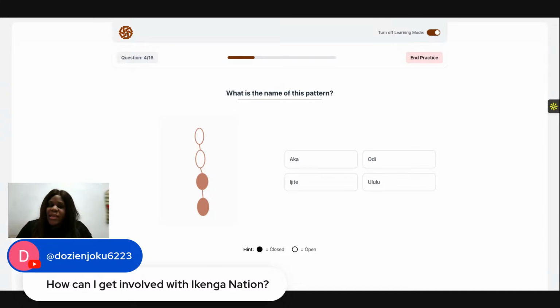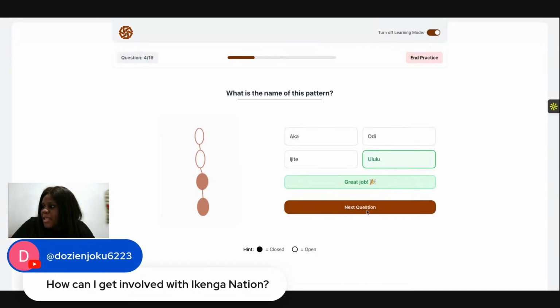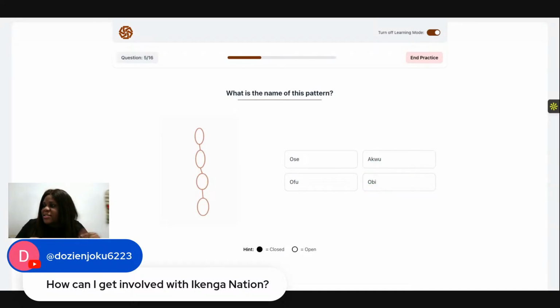What was Ululu again? What was my memory trick for Ululu? Is this OD? No, it's not OD. This is Ululu. Yes. And this is definitely OB. I remember OB very well. What is this? This is not Aka. This is Atuluba.